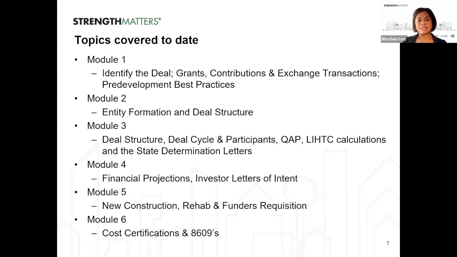We also discussed matters that are important to developers when selecting an investor when you receive those letters of intent from different investors. In Module 5, we talked about construction accounting and best practices around funders' requisitions. In the next module, we went through every line on the cost certification and some best practices in preparing for one. We also talked about IRS Form 8609, which is an IRS form that tells you how much tax credit you get for each building.